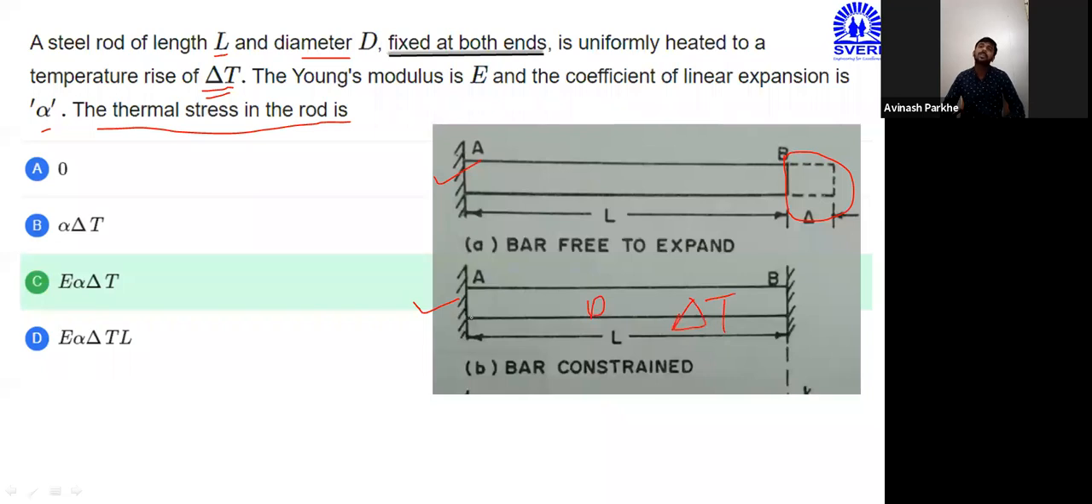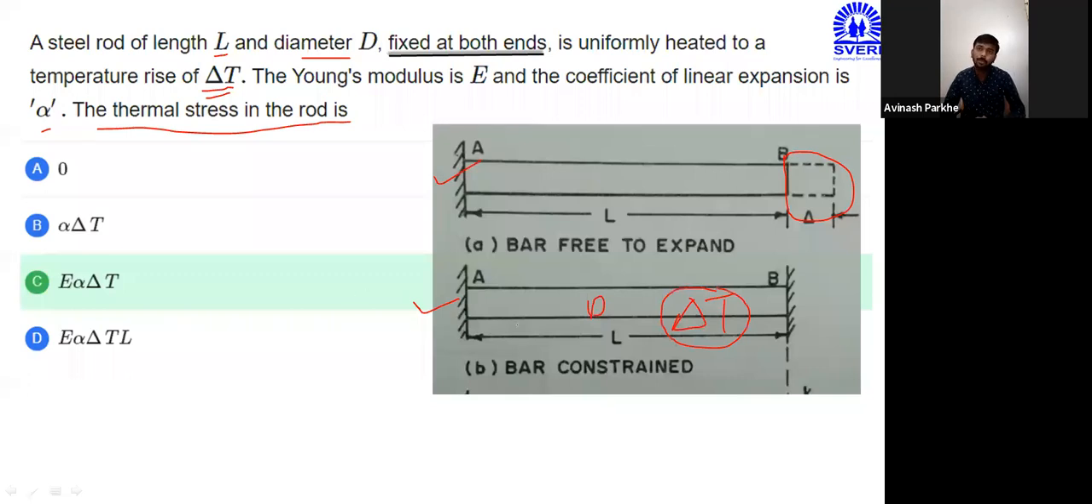Now, due to the rod being fixed from both sides, what exactly happened here? There is no thermal expansion. There is no thermal deformation. Why? Point A is fixed, point B is fixed. Therefore, there is no chance to extend the body at the left side or at the right side. Therefore, no thermal expansion is taking place, no thermal deformation is taking place, which means no thermal strain will be developed.